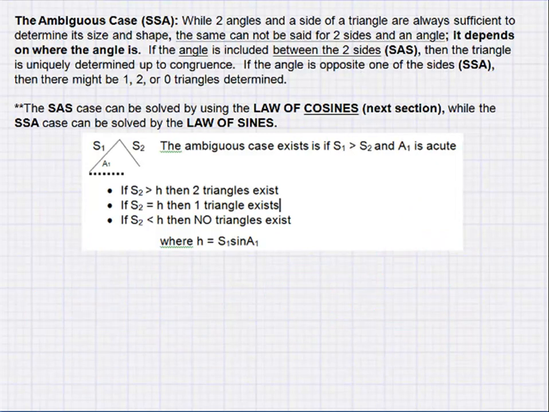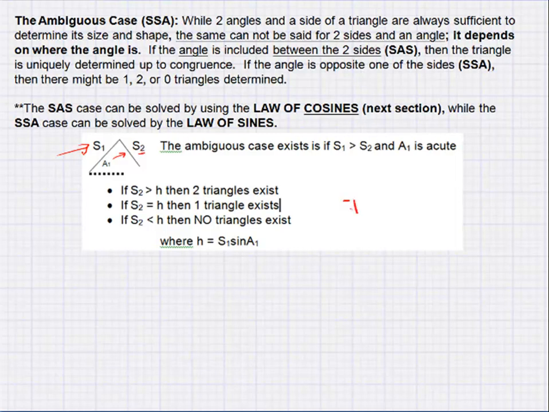Alright, so what we have here is this ambiguous case. First of all, we're going to label what's given as angle 1, side 2. And it's going to be given in this order where we have an angle, then a side, then a side. So the angle 1 is the only angle that's given. The side that touches that angle, which is here, we're going to call side 1. The side opposite the angle, we're going to call side 2.